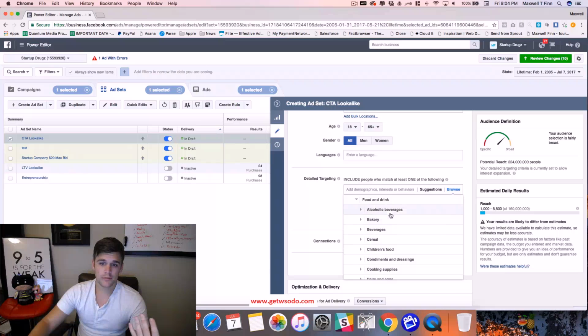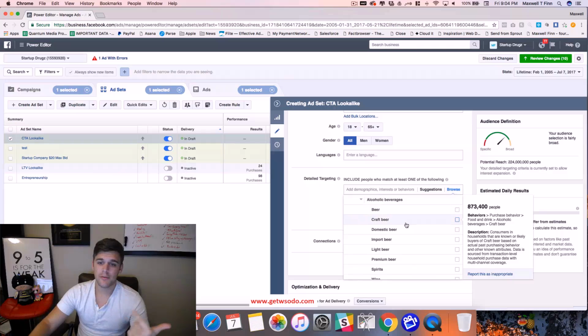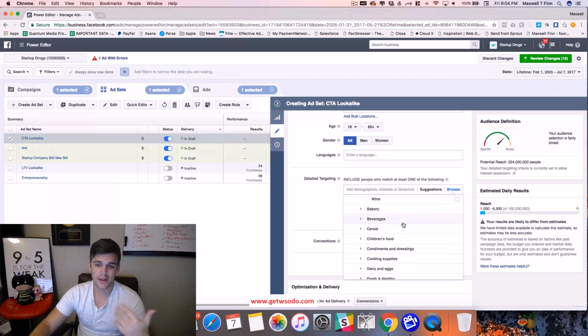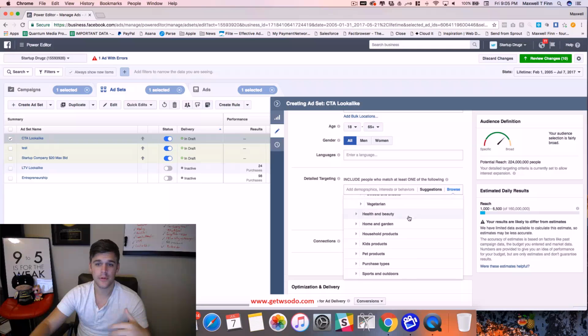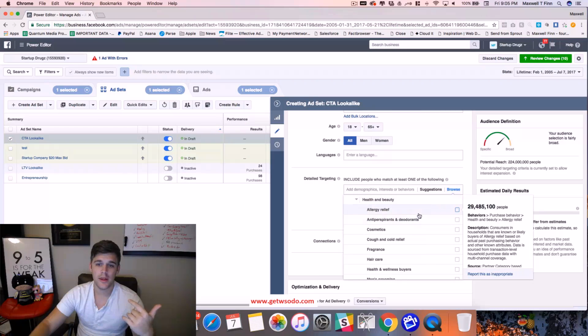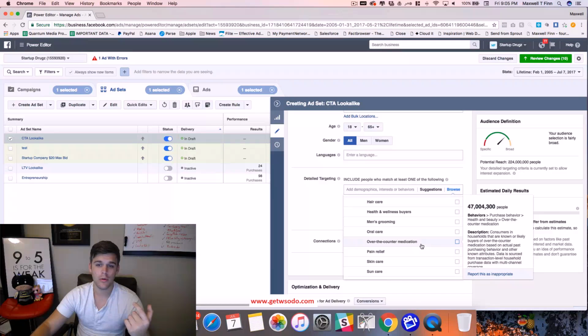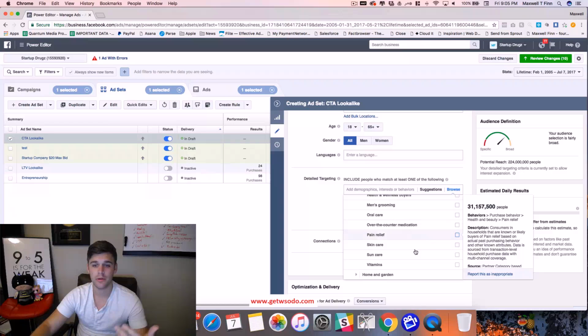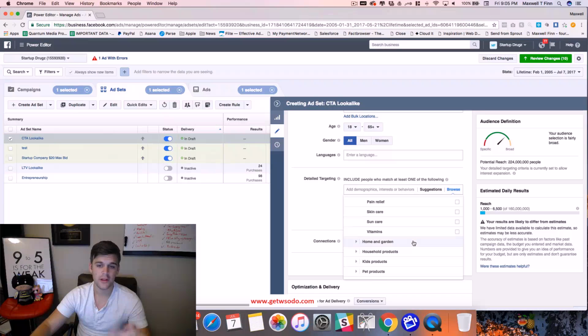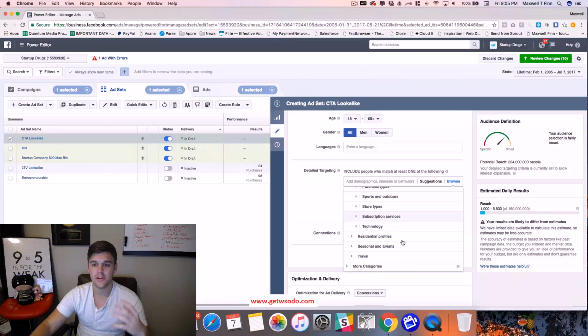Food and drink. Do they buy beer, craft beer, domestic beer, wine, spirits? Again, you can go through all of these. Cereal, children's foods, frozen foods, healthy foods, health and beauty. Do they buy allergy medicine, antiperspirants, cosmetics, cough and cold relief, oral care, over-the-counter medication, pain relief, vitamins, all these. So there's just an endless supply of pet products, kid products. So you can see it just goes on and on here, the technology they use.